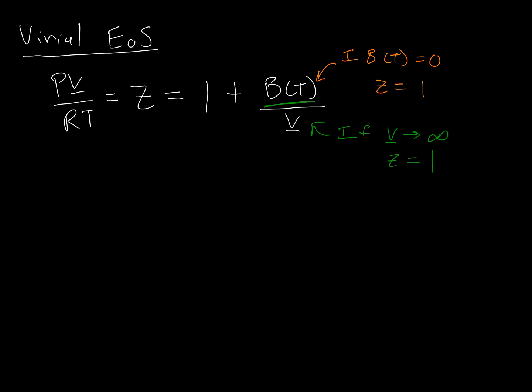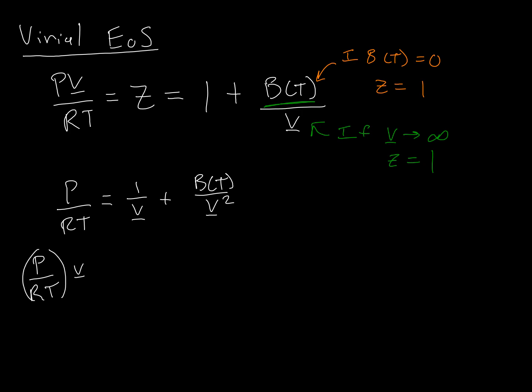So if we rearrange the virial equation of state, we can get that P over RT is equal to 1 over V plus B over T V squared. And eventually we can write this as, and this is a quadratic formula.